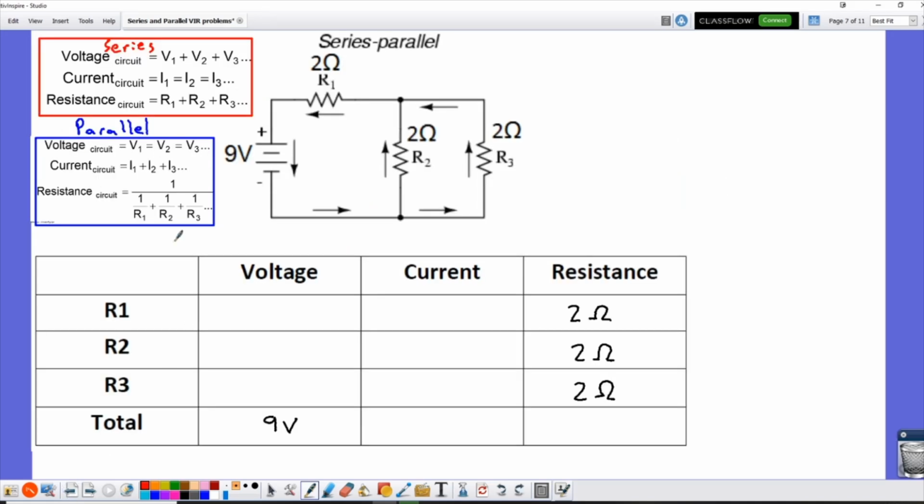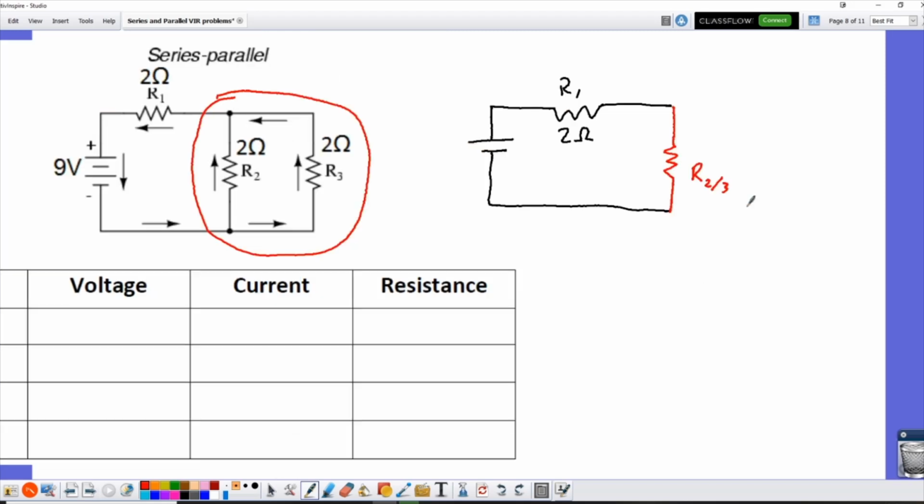So here are the parallel rules, right? And we're trying to find the equivalent resistance of those two. The equivalent resistance of those two resistors can be calculated by doing the reciprocal rule that we have here. So the resistance of that particular part of the circuit is equal to 1 over 1 over R1 plus 1 over R2. And we only have those two, so that's all we have to worry about. So let's go ahead and do that really quick.